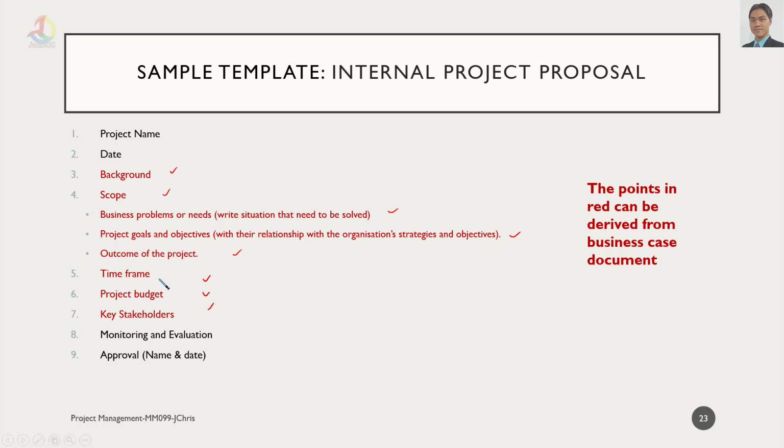We can put a time frame here. This might be new. It's not in the business case document, but we can easily create it from the information there. And then the project budget, and then the key stakeholders. After that, we still need to state how we will monitor and evaluate this project. Then we put an approval there, name and date.